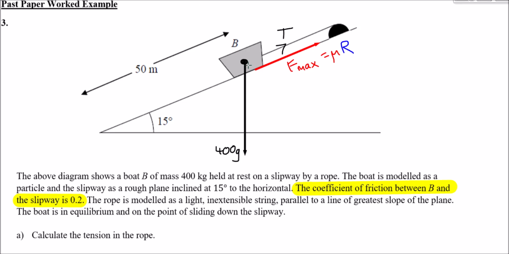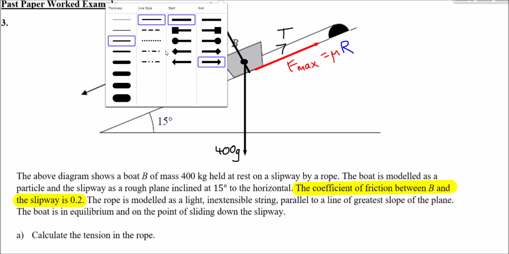Now the normal reaction force will be acting perpendicularly away from the plane, something like this. So I'll label that R. So I need to find R in order to work out F max. But to find R, which is going in a perpendicular direction to the plane, that means I need to resolve forces perpendicularly and parallel to the plane. So that's telling me already that I need to be resolving this 400g weight perpendicular and parallel to the plane. So we can do this now.